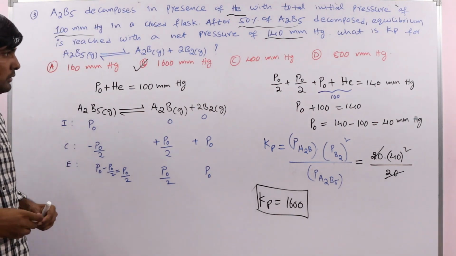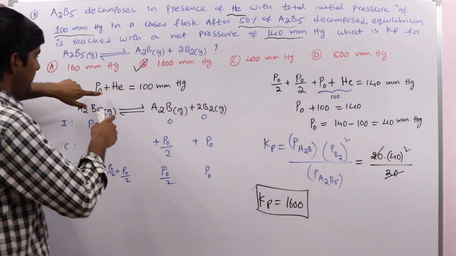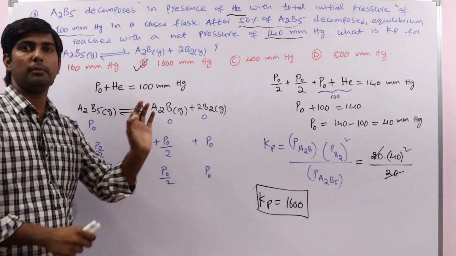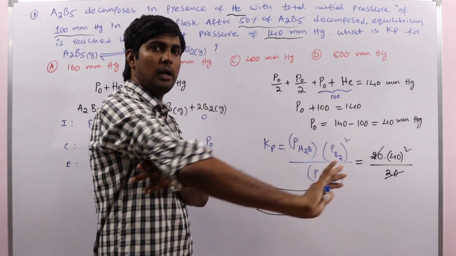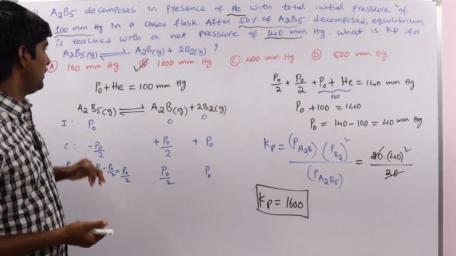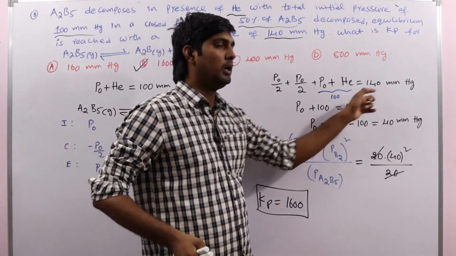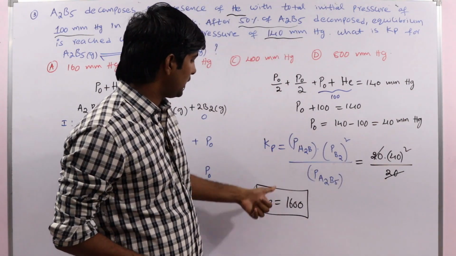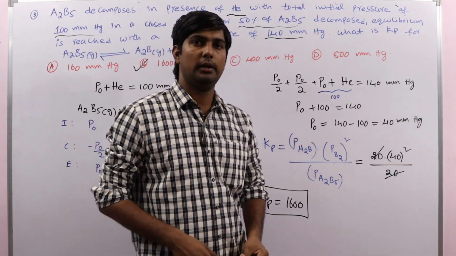Clear? So this is a very important model. See, this step and this step are important. Helium, not only helium, whatever inert gas it is, remains as it is in the system. So first we have to find the equilibrium partial pressures, then I calculated the P naught value, and from the Kp expression we got Kp equal to 1600.